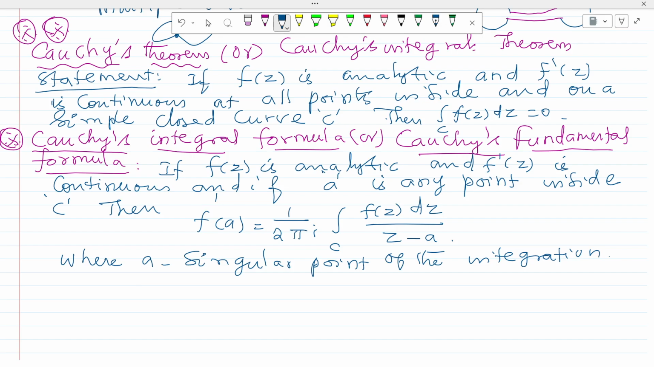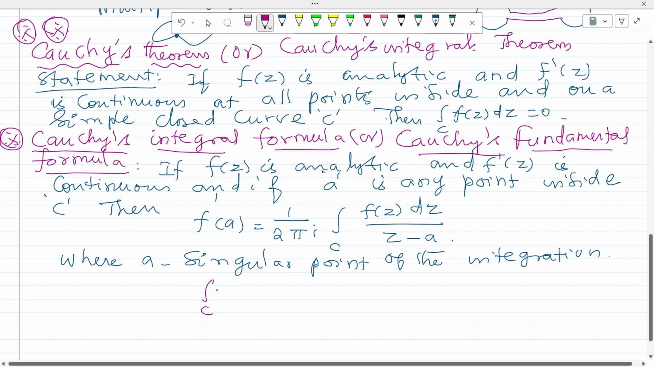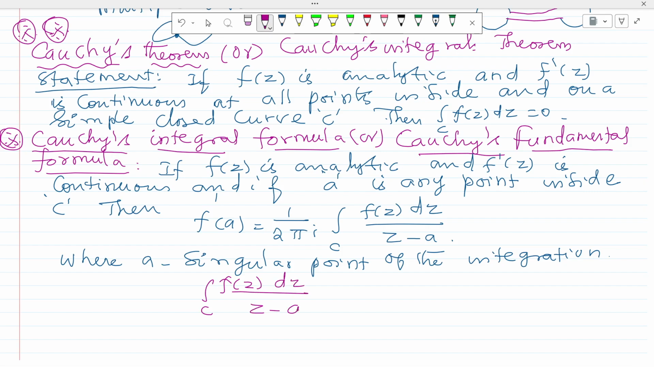So this formula can also be written as integral over C f of z dz divided by z minus a equal to 2 pi i into f of a. Okay. Based on this formula only, we are going to do some problems.